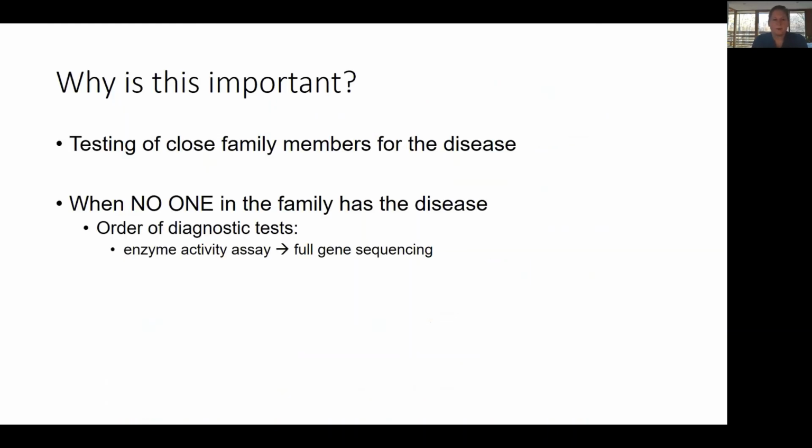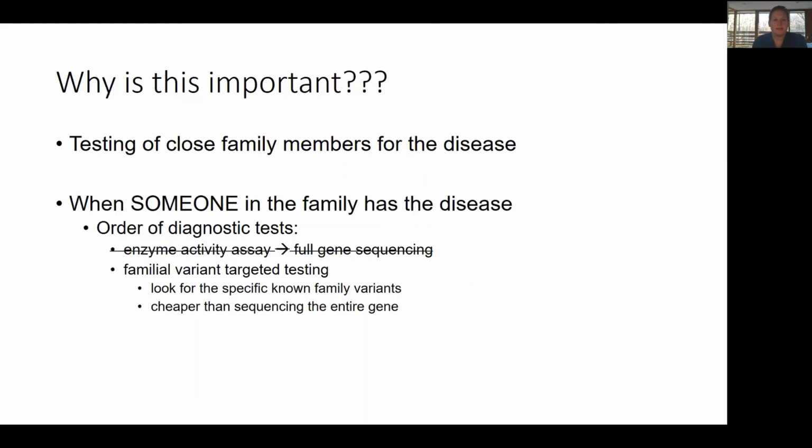So why is this important? Well, testing of close family members is important for disease status. When no one in the family has the disease, often the order of diagnostic tests is enzyme activity and then full gene sequencing. But when someone in the family has the disease, sometimes that testing will look like only looking for the specific familial variants, and it's less expensive than the full gene sequencing.